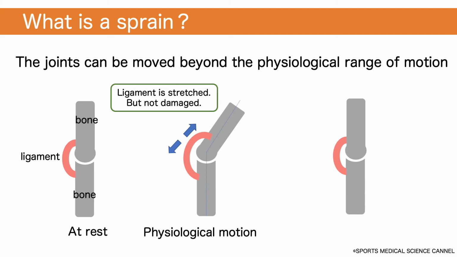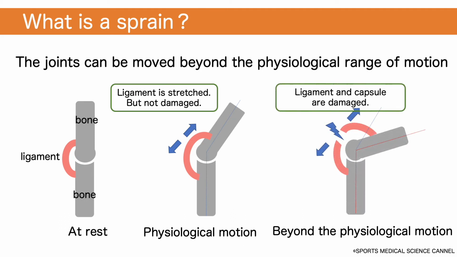But what if you were running and sprained your ankle? Joints will be moved beyond the physiological range. Look at the illustration on the right. The image looks like this. At this time, the ligaments that hold the joints together and the joint capsule that covers the joints are pulled and damaged. This is what happens at the joints when you sprain.